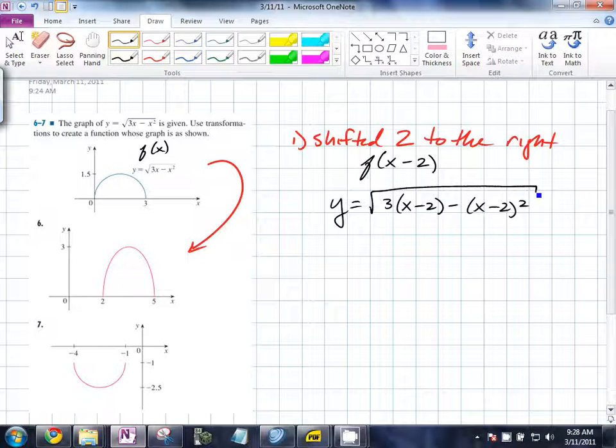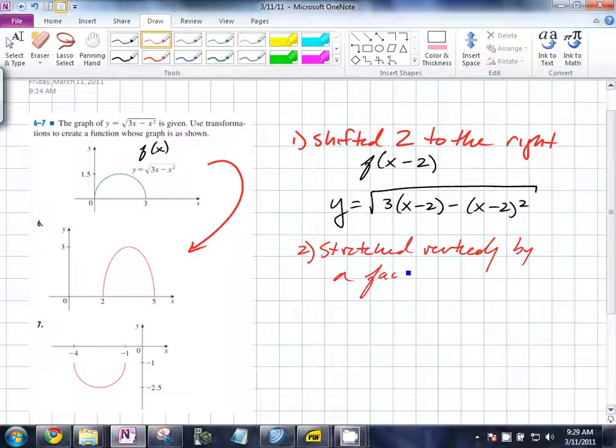Now though, there's another problem. It's compressed. Oh, no. Yeah, it is compressed, but hold on. Is it compressed? It's not compressed, because from 0 to 3 is the same thing as 2 to 5. What is it? It is stretched. Which way? Vertically. By what factor? 2. So we know it's stretched vertically by a factor of 2.